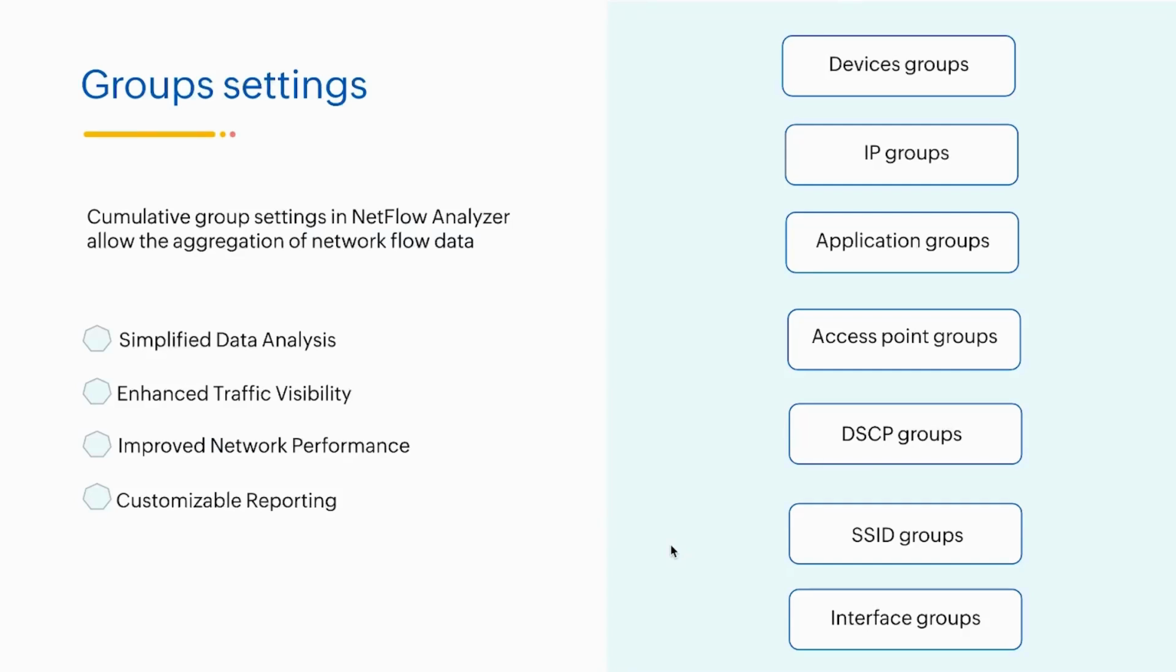You can also sort traffic usage by different groups to get the cumulative performance report and make management smooth and time effective. You can utilize group settings and create groups such as interface groups, IP groups, application groups, DSCP groups, access point groups, and SSID groups. You can assign or restrict accessibility roles to admins, operators, or guests. Let me show that to you in the UI.